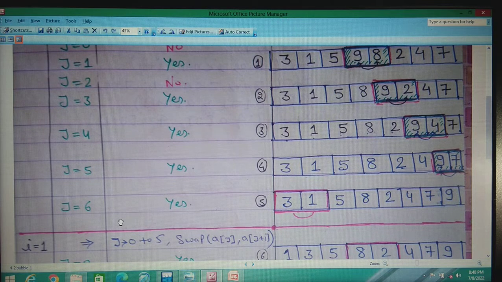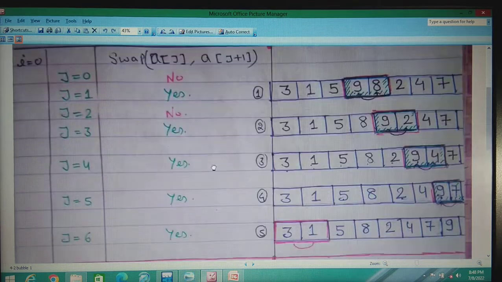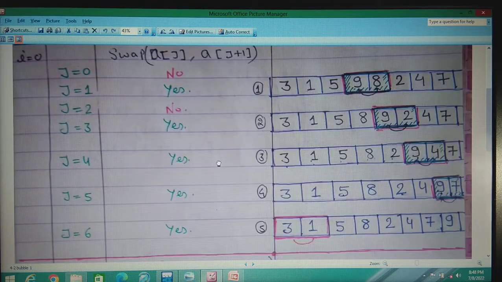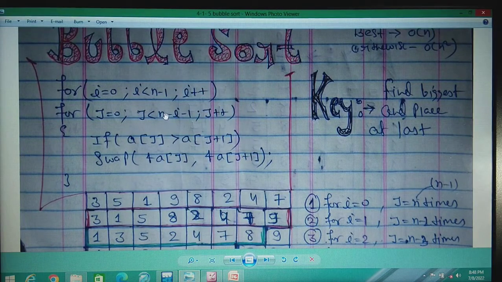Once the j loop has completed, j is working from 0 to 6. Why is j working from 0 to 6? We have already explained, because n means 8 minus 0 minus 1, which means 8 minus 1, which is 7. j less than 7 means j is working 6 times. Now once i is completed, meaning this loop is completed, then i plus plus.